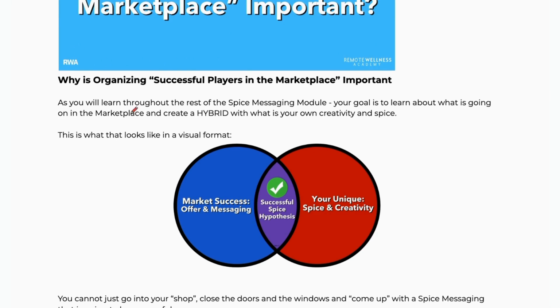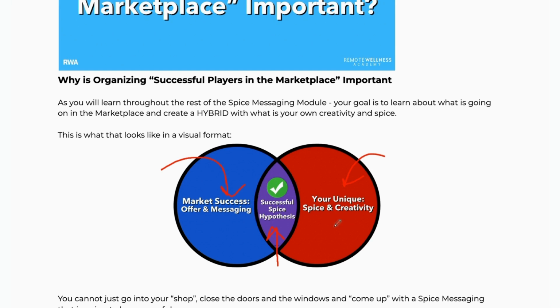to create a Spice messaging hypothesis that is a hybrid between our own unique spice and creativity, and what is successful in the market from an offer and messaging standpoint. This is what that visual looks like. We want to have a combination of the two.